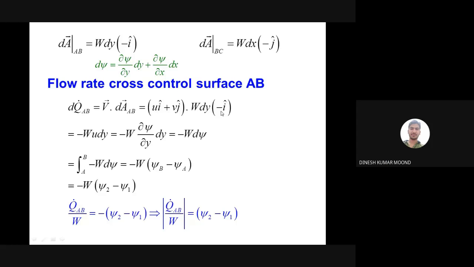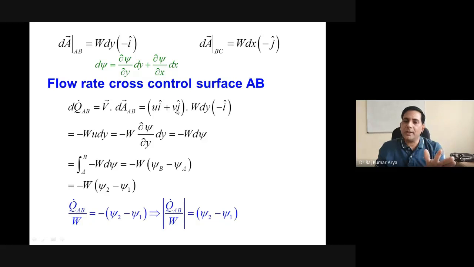Yes, sir. Now, if you take the dot product, the dot product of i and j would be 0. Wherever you have i and i, which are the same, only then you will get a dot product here. So your second term, V j dot W dy into i cap, would be 0. So you will get only the first term. The first term would be minus W into u into dy. Correct?